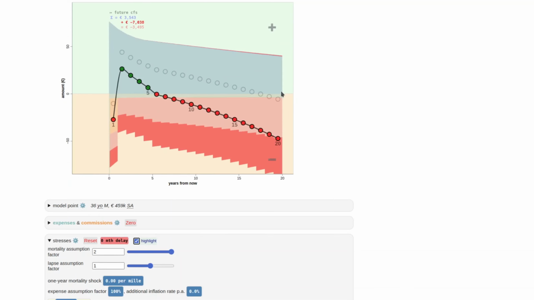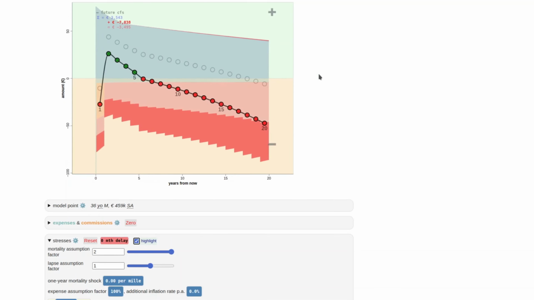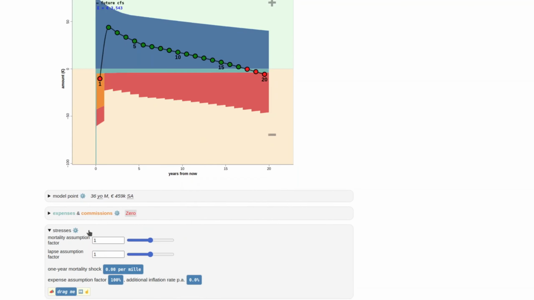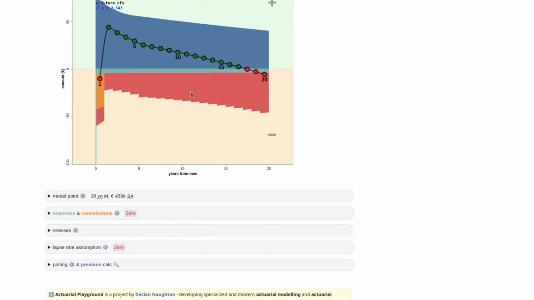But we're able to see all the effects very closely here. There are more stresses that we need for different calculations and purposes.